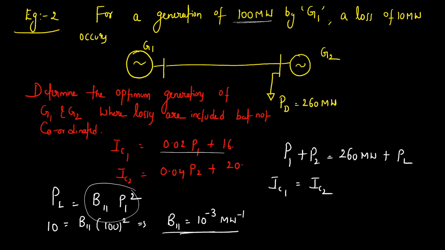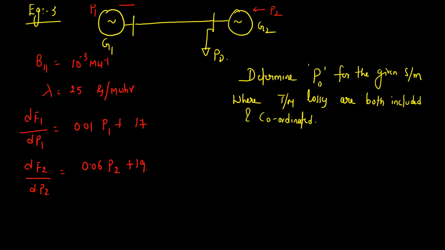It's a quadratic relationship. He's asking you to determine the PD value where the transmission losses are both included and coordinated. This is the data he has given. So when transmission losses are both included and coordinated, what do we have to do? Only two generators are there.